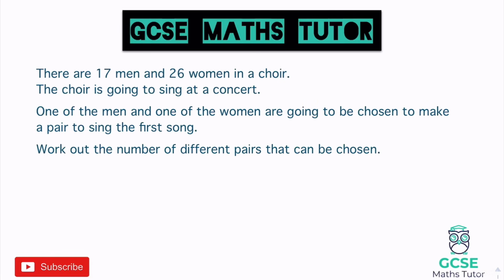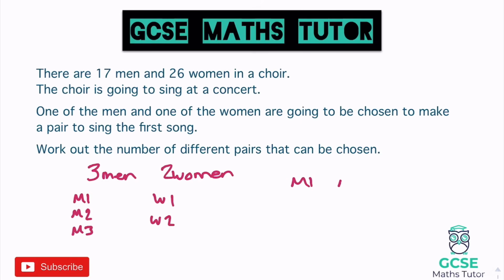Now, if we come away from this question for a second, think about a simpler idea. Imagine instead that there are 3 men and 2 women, and we have a look at the different combinations that could happen. For the sake of simplicity, let's imagine we've got man 1, man 2, and man 3, and woman 1 and woman 2. And we imagine this in a little bit of a table. So man 1 at the top, man 2, and man 3, and then woman 1 over here and woman 2 here.